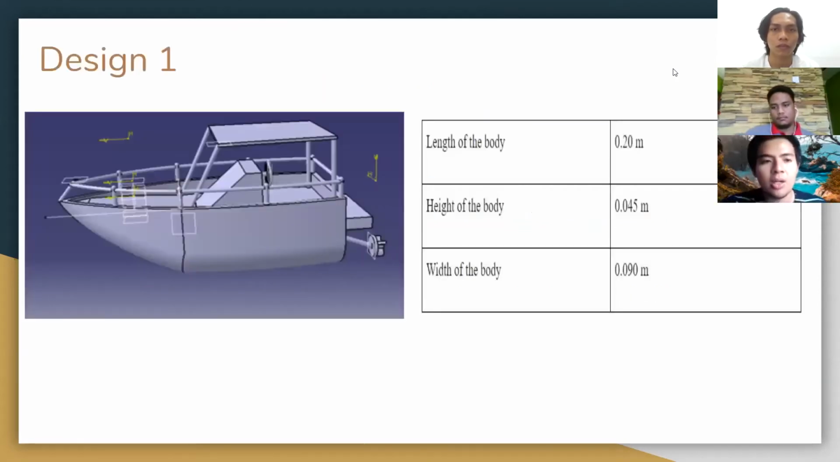Next slide. The first design that we created is this prototype of a motorboat. It is just a prototype of the actual boat. As you can see, there are three parameters that we show to you. The first one is the length of the body, which is 1.2 meter, the height is 0.045 meter, and the width is 0.09 meter. This is our first design.